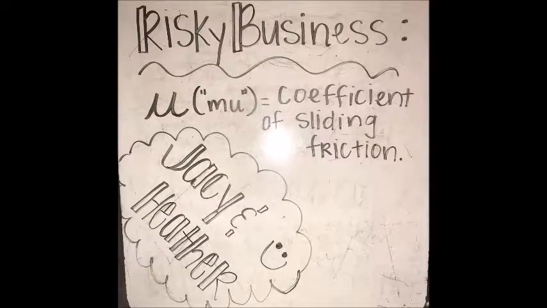I'm JC, and my partner for this project was Heather. In this project, we recreated the risky business scene to gather data for the Greek letter mu. Mu is the coefficient of sliding friction. This was another way for us to calculate forces.